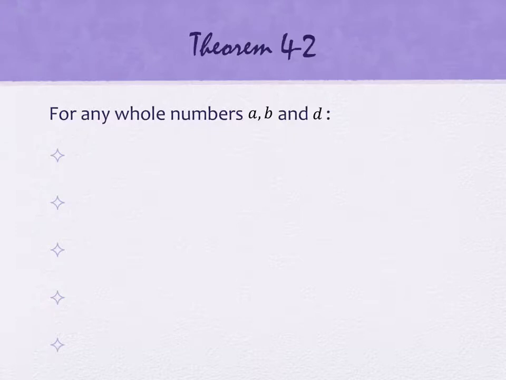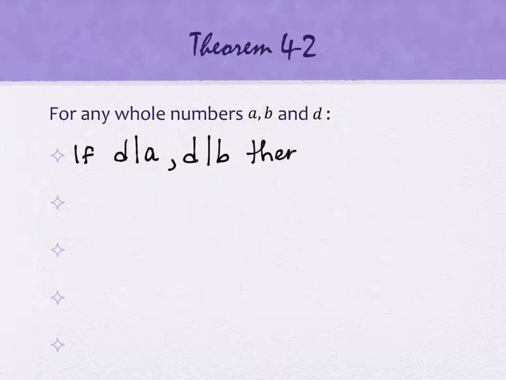All right, so for any whole numbers A, B, and D, if D divides A and D divides B, then D divides A plus B. So let me just use an example as we go with even numbers. If 2 divides 4 and 2 divides 10, 2 will divide 4 plus 10. If 3 divides 12 and 3 divides 15, 3 will divide 12 plus 15.